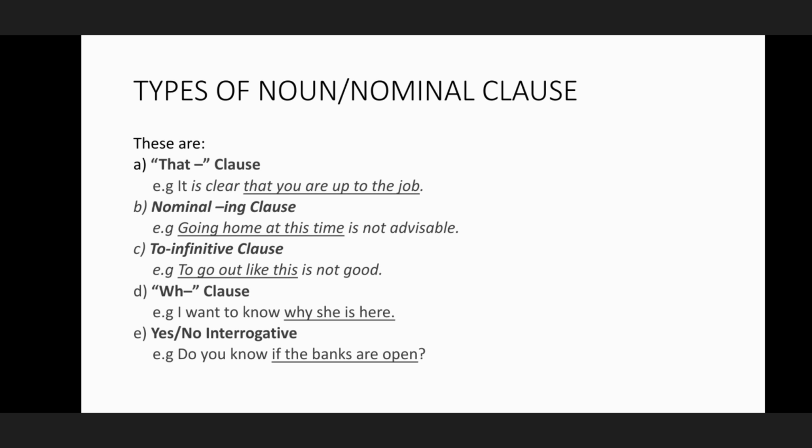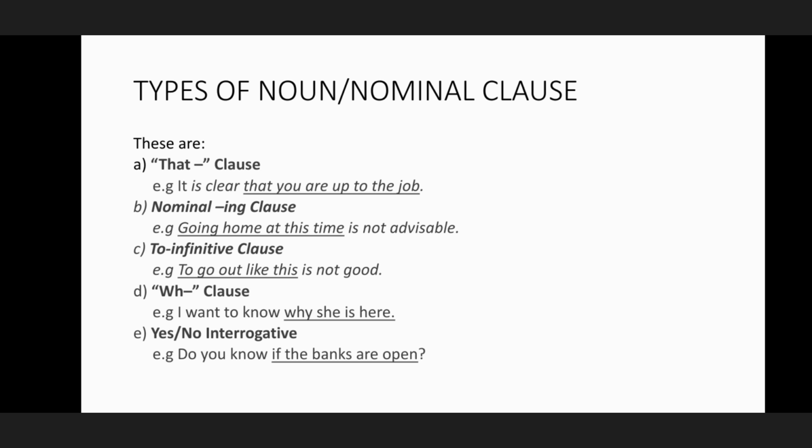Another one is the to infinitive. This is a situation whereby we have the preposition "to" with the infinitive form, that is the base form of verbs. That is what is called to infinitive. When the preposition is used with the base form of verbs, that is that.